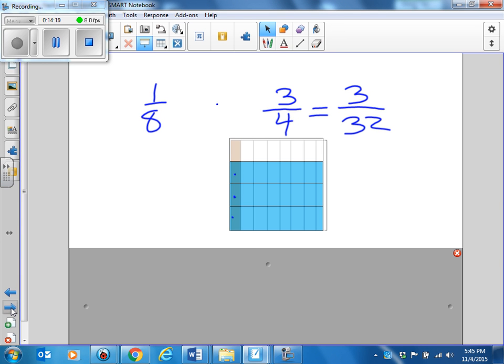All right, and that is it for the video on multiplying fractions using models. Please take a moment and answer the questions on the bottom of your sheet.